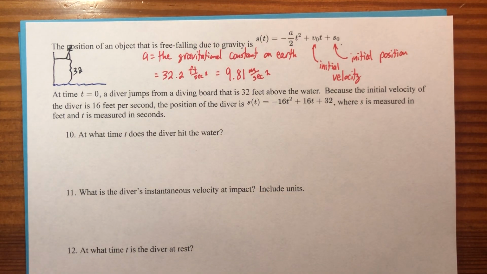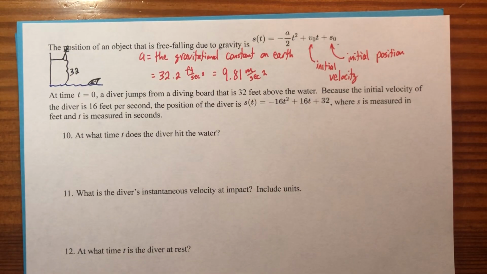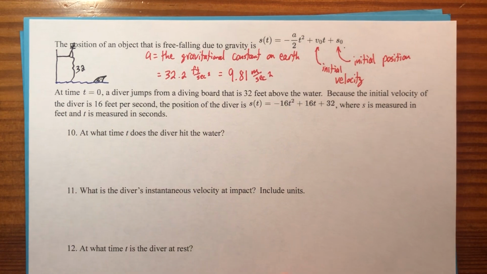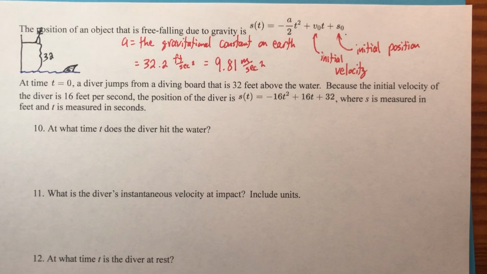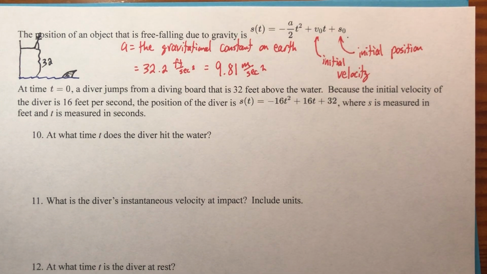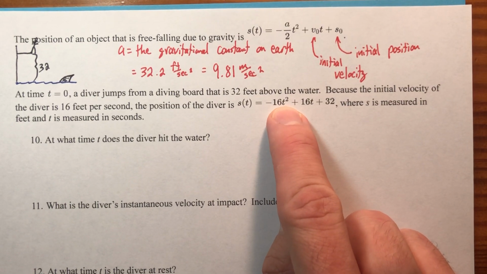All right. Here, let's make things interesting for this diver. All right, anyway, moving along. S is measured in feet and t is measured in seconds. All right, let's zoom in just a little bit here so we can get to work on this a little bit closer. Oh, by the way, this negative 16t squared comes from that.